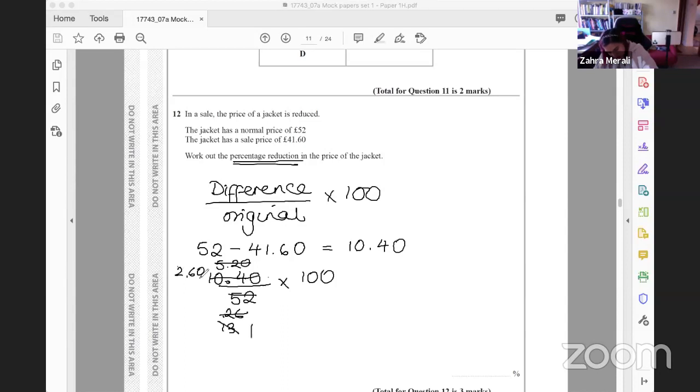So that's 1, that's going to be 0.2. Times it by 100 is going to give me 20%. So whenever you're doing things without a calculator, halve them, then divide them by 3 or divide them by 5. So get into the habit of being able to do your mental maths quite quickly.